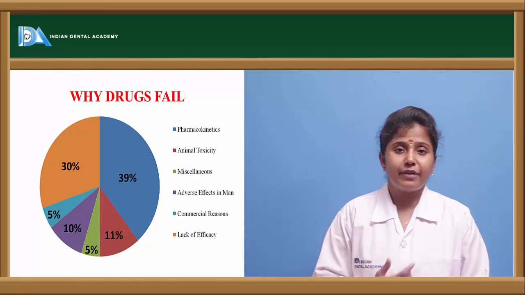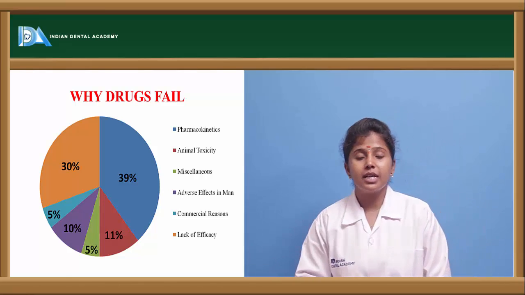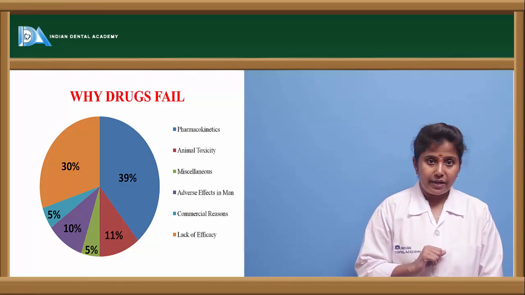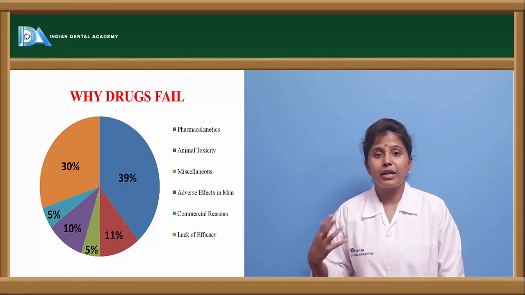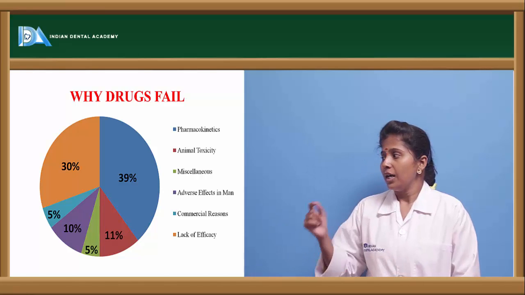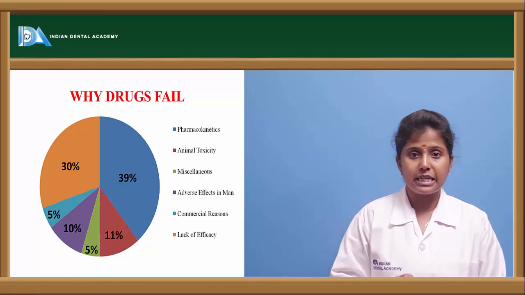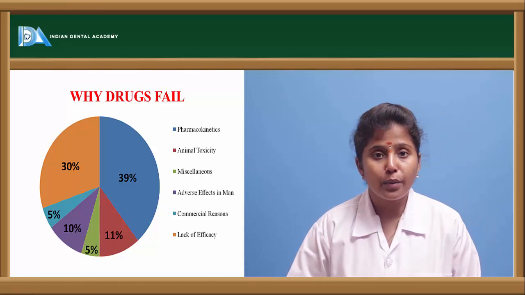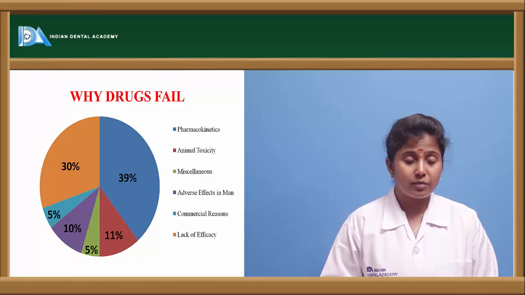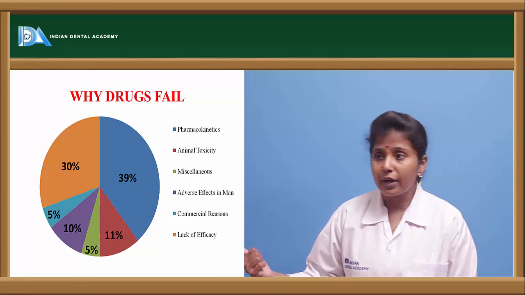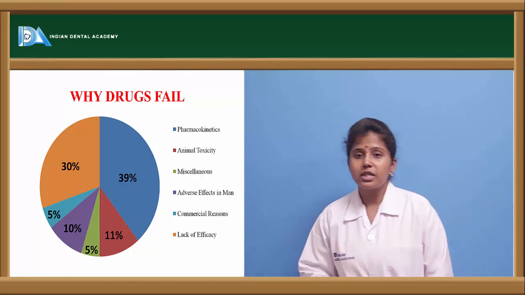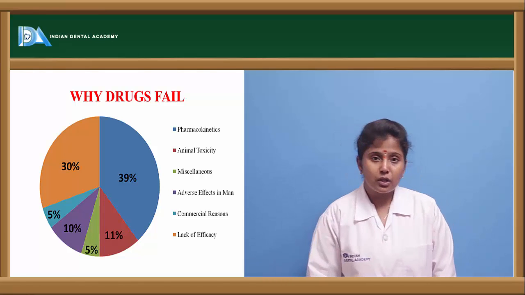Why are the drugs getting failed? So here if we see, all drugs do not show the effect. In a few cases the drug fails to show its effect. Why? Because 39% of the drugs failed because of pharmacokinetic reasons. So if the drug is not absorbed properly or distributed or metabolized properly, then the drug fails to show its effects, and 11% is because of animal toxicity.